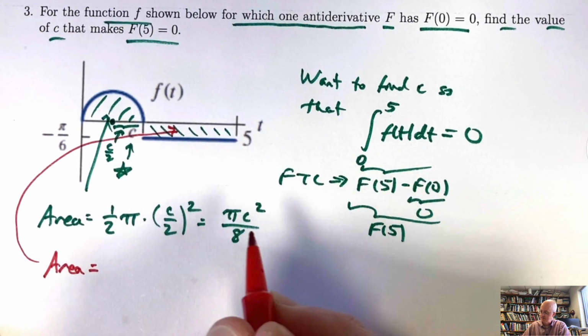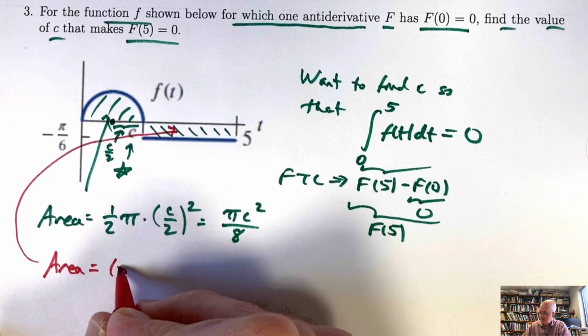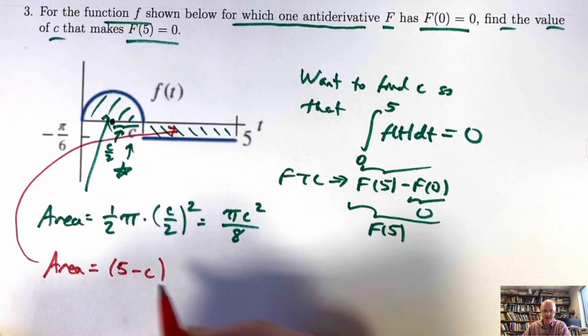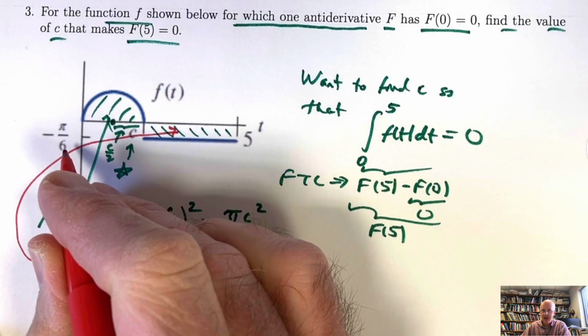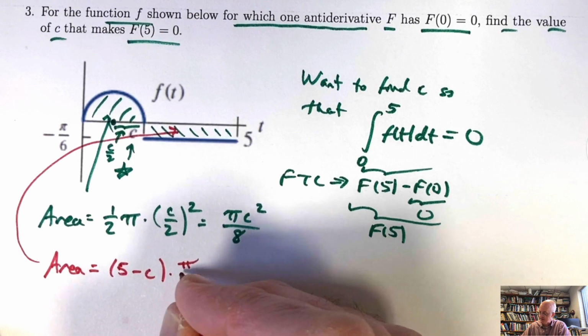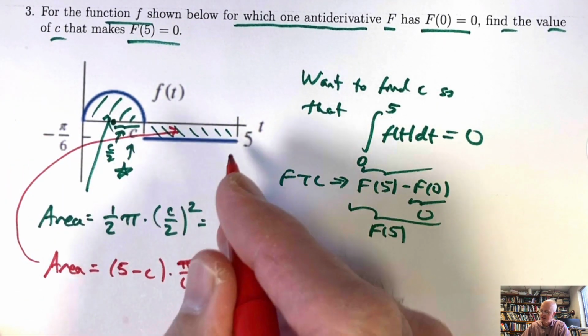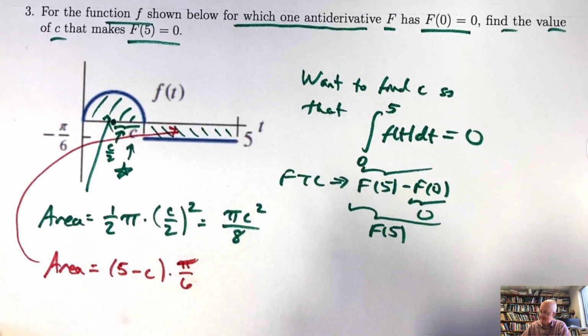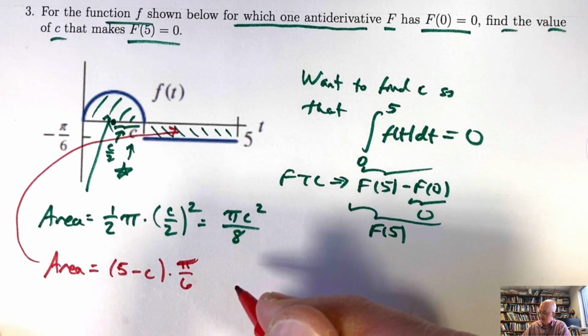Well, it's a rectangle. Base times height. The base is 5 minus c. We're assuming c is less than 5, so that's a positive number. The height is not negative pi over 6, but positive pi over 6. Yes, that's negative pi over 6 on this axis, but as far as a height in the ordinary sense, the height is pi over 6, positive pi over 6.